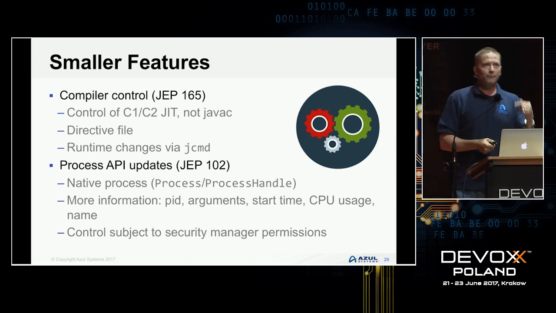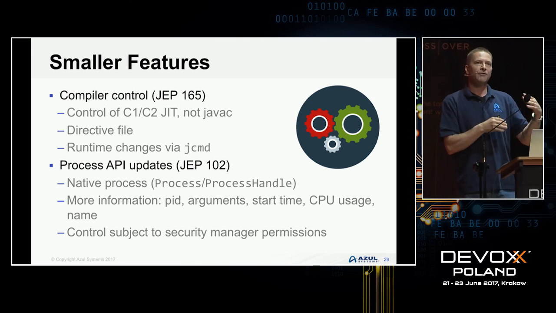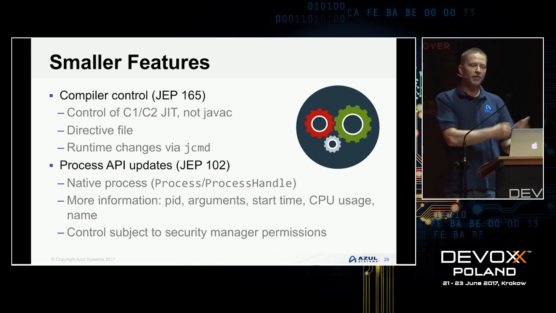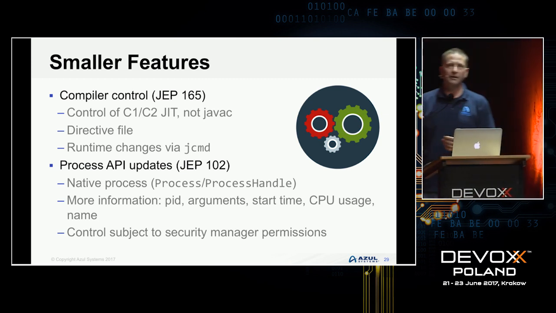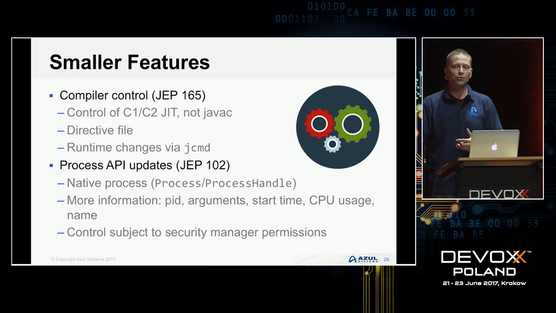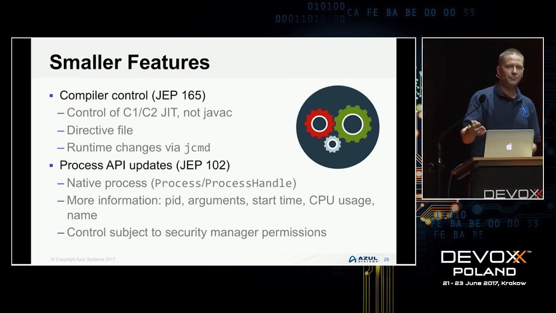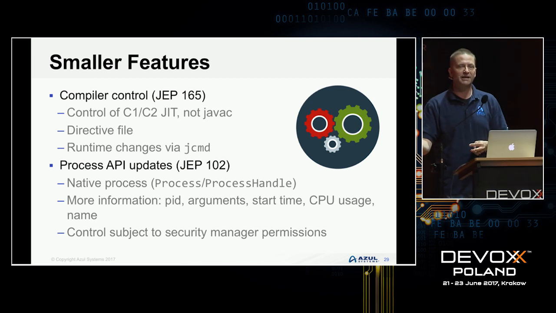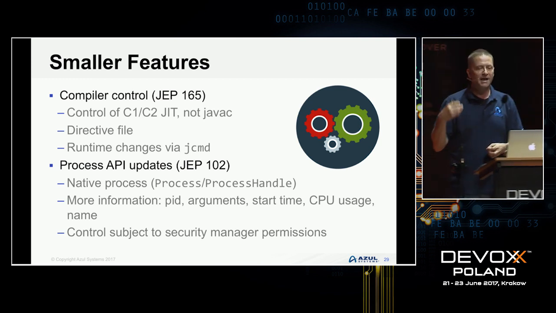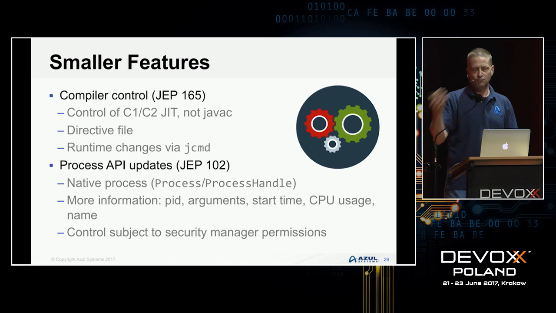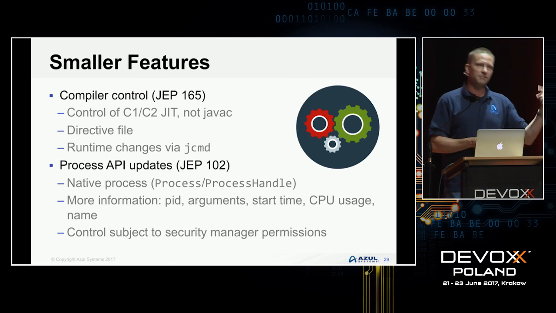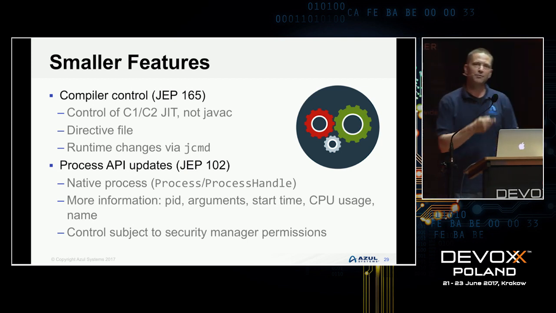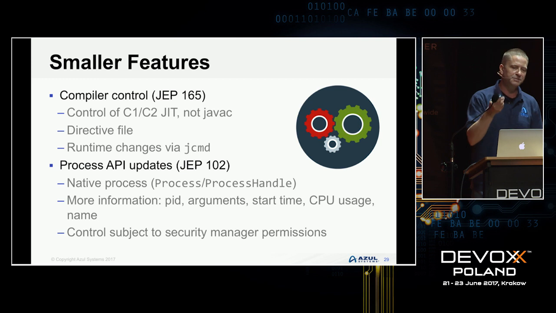Also, some improvements around the process API. If you want to interact with native processes on the machine you're running on, there's now the ability to find out more information about those processes. There's a thing called a process handle that gives you the process ID, the arguments passed to that command, the start time, how much CPU has been used, the name, and so on. You can also kill off processes, assuming you have the right security permissions. You can't just kill off anybody's processes, but if you've got the right permissions, then it's easier to kill off processes.